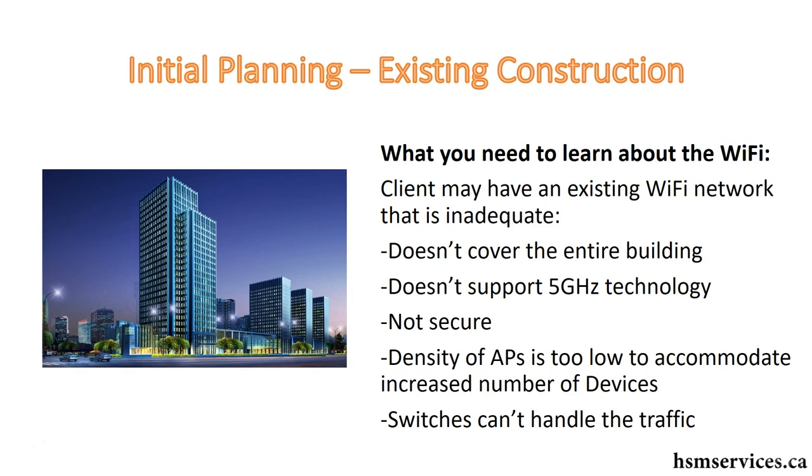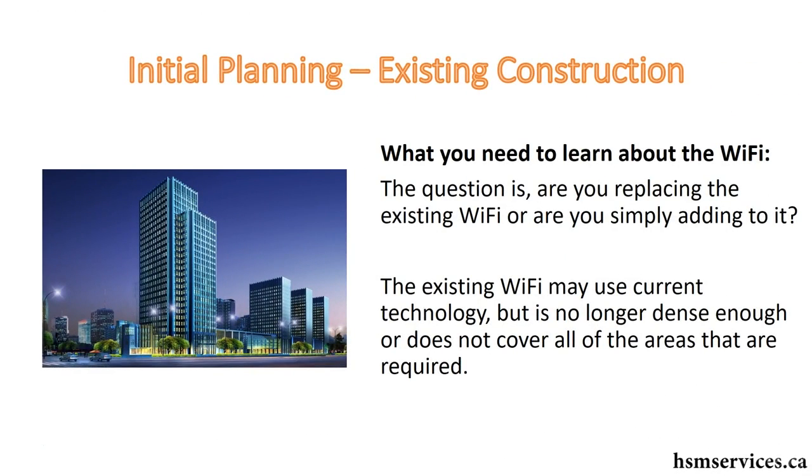Or their Wi-Fi is not secure, or they have good coverage, but now they added smartphones and tablets, and now there are too many devices, they're too dense, and they're all competing to get a signal with the same access point, and now it's overloaded. Or even the structure underneath, now you've got cheap switches that don't have the capacity to handle all the traffic. And you need to ask yourself what I said earlier. Are you replacing the Wi-Fi, or are you just adding to it, and maybe it's not dense enough?